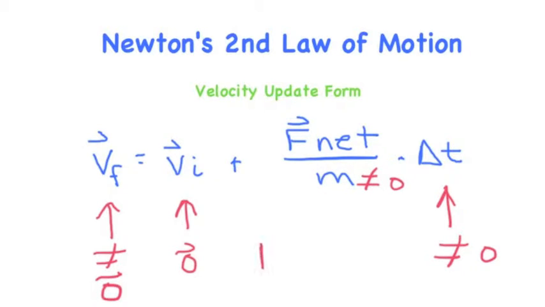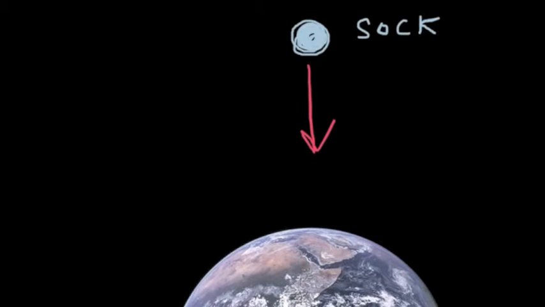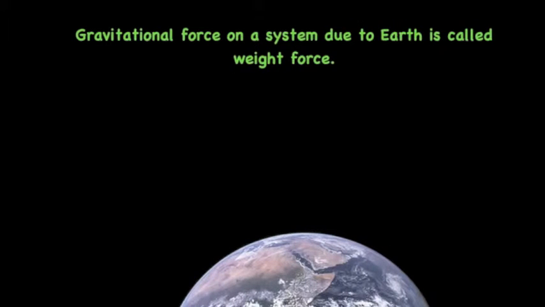Therefore, the only way that the final velocity can be not zero is for the net force to not be equal to zero. Because the sock did not remain at rest, we know that it was interacting with at least one object in its surroundings. And since the sock was falling downward, we can guess that the sock is interacting with the Earth. The Earth is exerting a weight force on the sock. Gravitational force on a system due to Earth is called weight force.